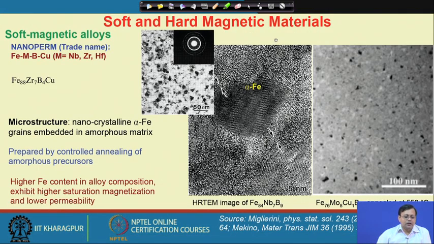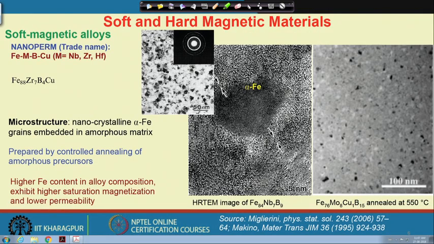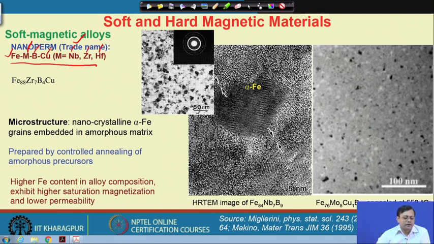Now, Nano Perm is the second that is also derived, which is also a trade name. In this particular series of alloys, we have iron, a transition metal or, let us say, a refractory metal like niobium, zirconium or hafnium, and boron and copper. A typical composition is like 88% iron, zirconium 7, boron 4 and copper.